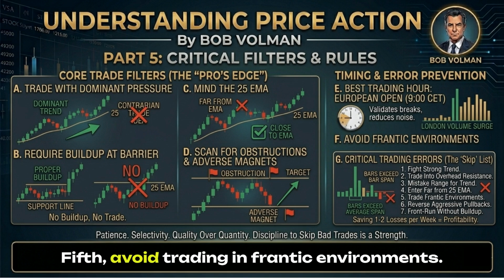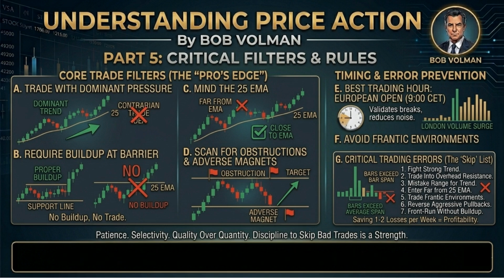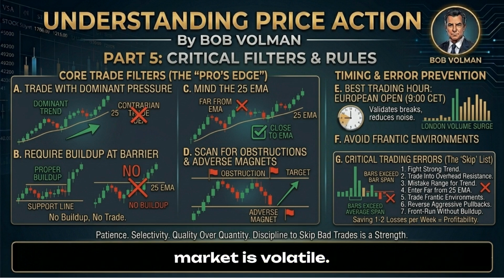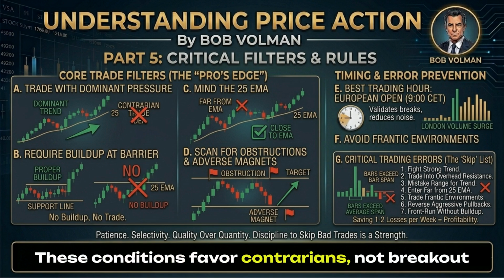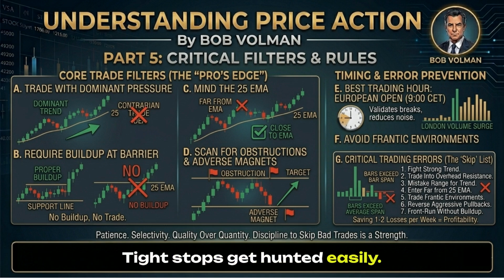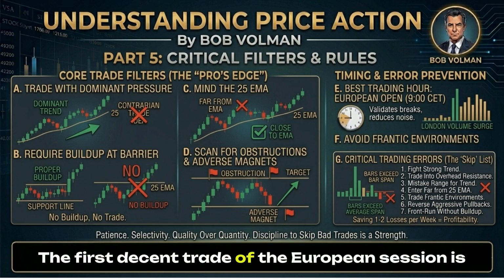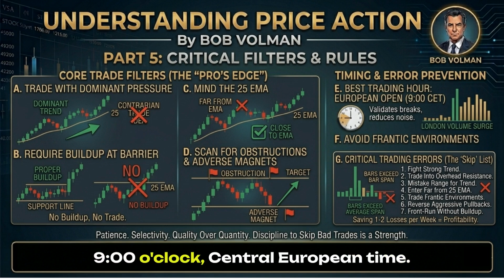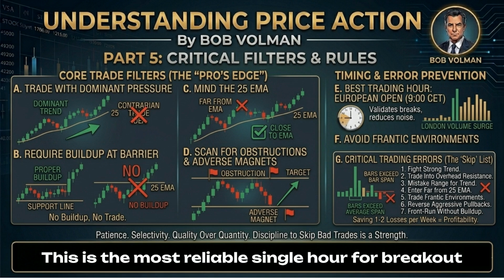Fifth, avoid trading in frantic environments. When most bars exceed their average span, the market is volatile. These conditions favor contrarians, not breakout traders. Tight stops get hunted easily. And remember the timing. The first decent trade of the European session is usually found around the UK Open, 9 o'clock Central European Time. This is the most reliable single hour for breakout trading.